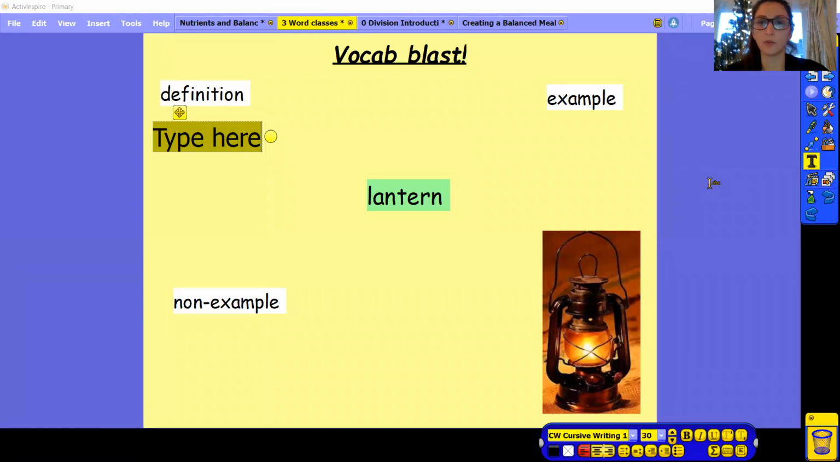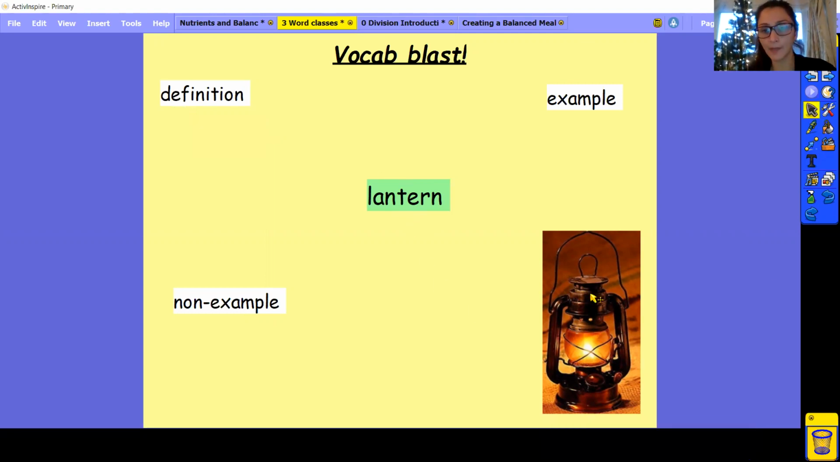So we're going to do a bit of literacy work today, and we're going to start off with a vocab blast. So our word today is lantern. Can you say lantern? Well done if you managed to say that. So a lantern, basically, before we had electricity, and before we had light switches and things like that in our houses, people used to use things called lanterns.